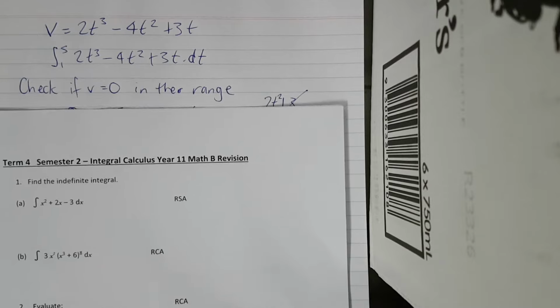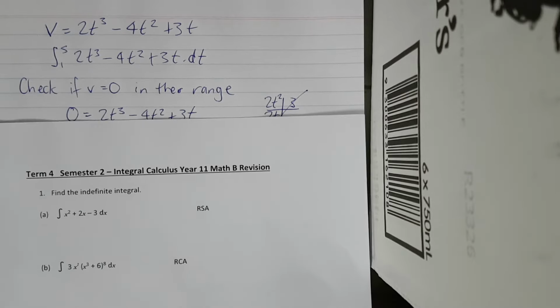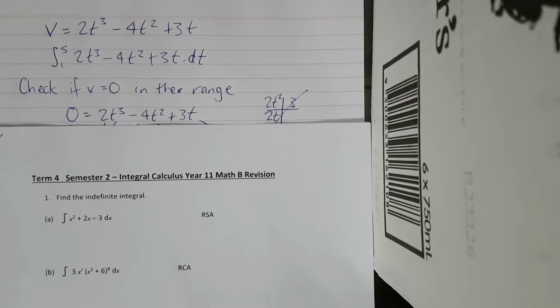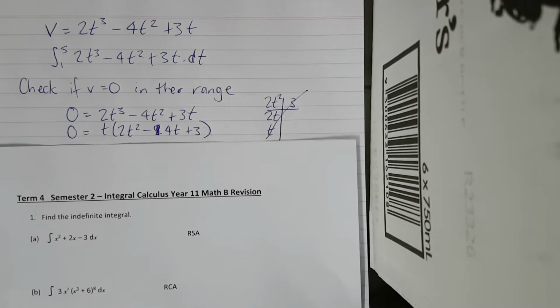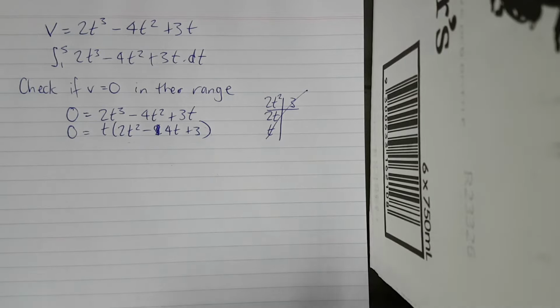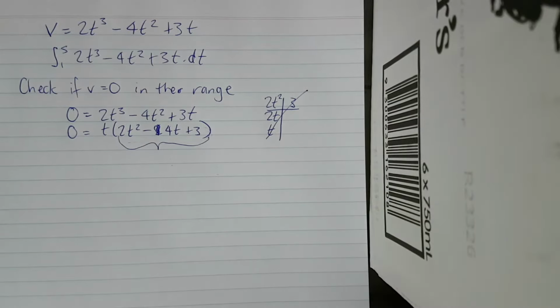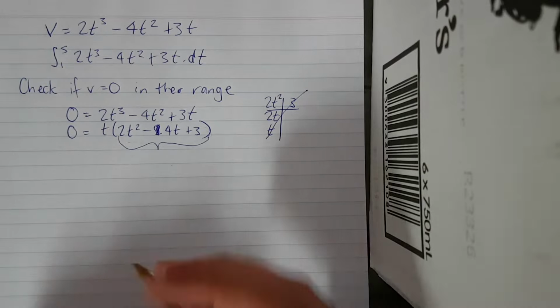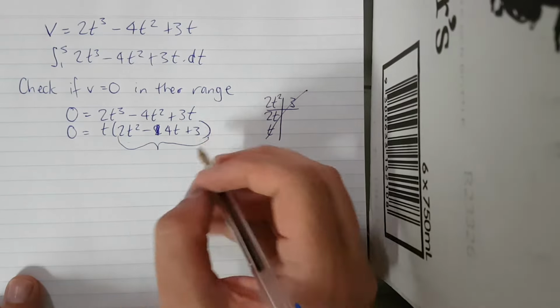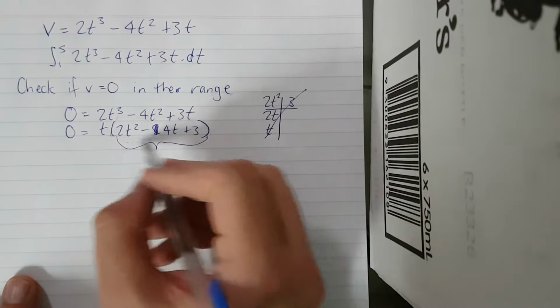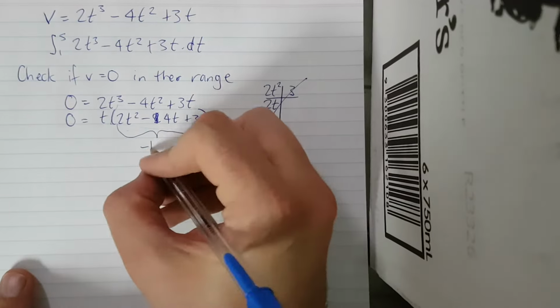So the first thing we do is set 0 to be equal to the velocity formula and try to solve. There's a common factor of t. I've taken the common factor of t out. Now, to see whether we can factorize that, I started doing a table and it didn't work. Now, I'm going to try and solve that section using the quadratic formula.